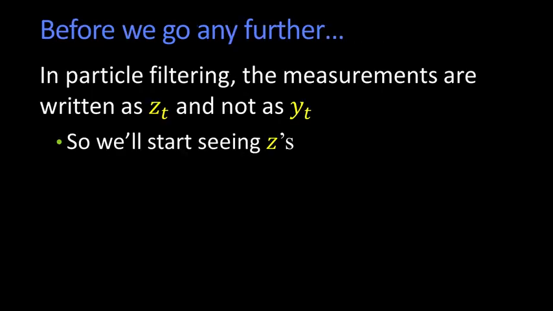Before we go any further, just something you should know. In particle filtering, the measurements are typically referred to as the z's, z sub t, and not as y of t. It was just the way it was done. It has to do with whether you're connected to vision or robotics. So that it aligns with various papers and other formulations you'll see, we're going to start showing z's in the slides to come. It also made it much easier to borrow slides from other people because they were using the z's.